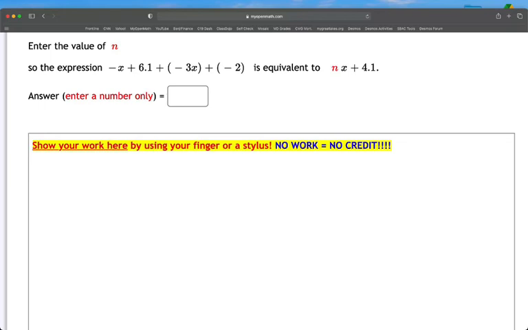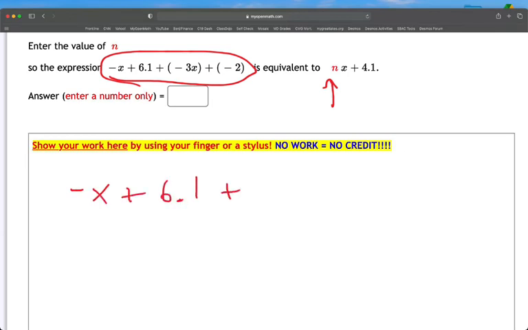One way of looking at this particular problem is like this, that if we were to simplify this expression, we are looking for the value that sits in front of the x plus 4.1. In other words, the coefficient. So let's start by writing the problem down in our work area here. Next, we're going to gather our like terms. So let's go ahead and put a 1 in front of that x, because that really is a -1x.